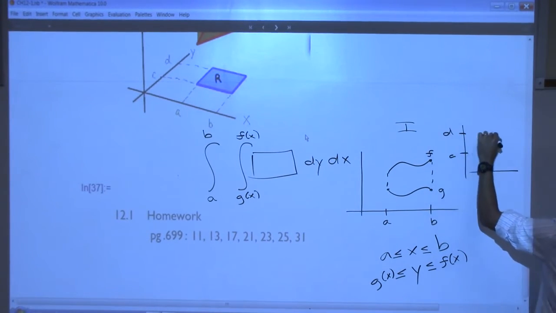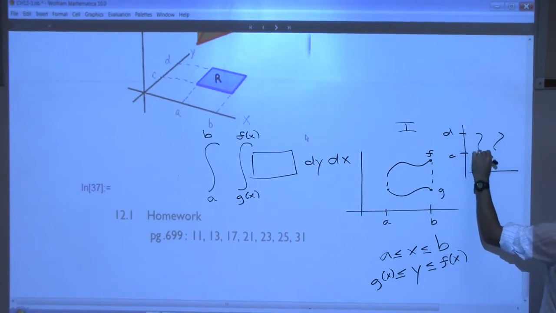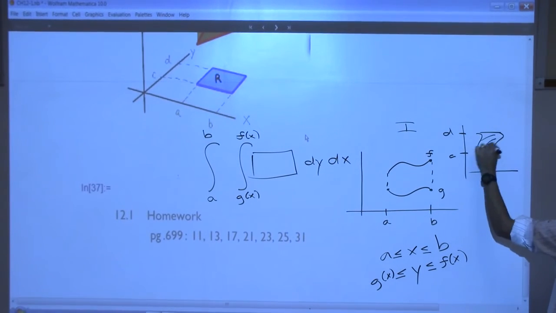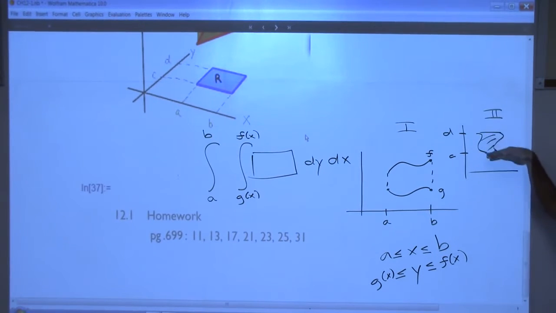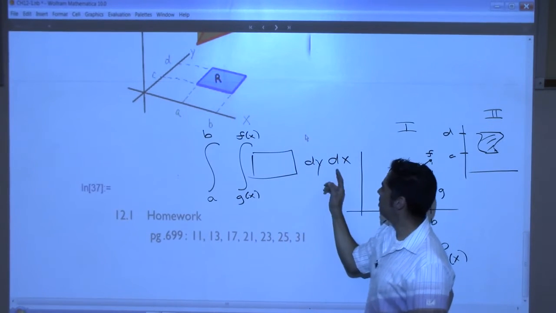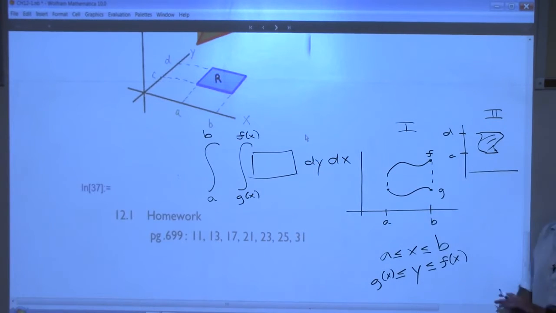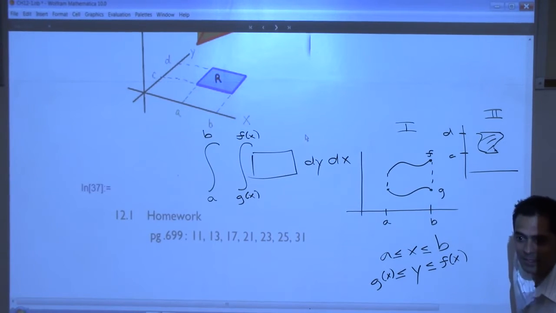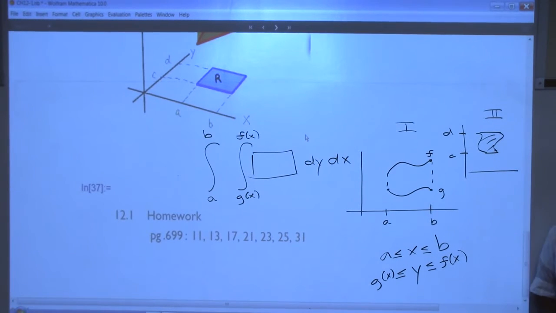C, D, and we have a type 2 region, where now your y's are between two constants, right? And your x's are between two functions of y. So this changes: c to d, functions of y, the roles switch. But that's all next class. All right? And after that, what do we do? Luckily, there will only be those two types.